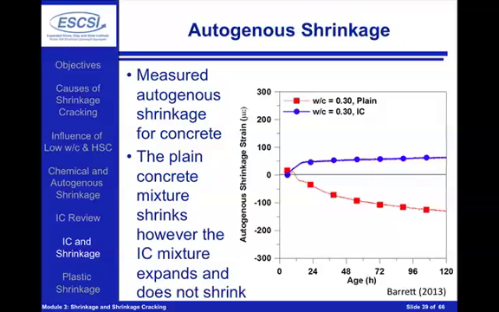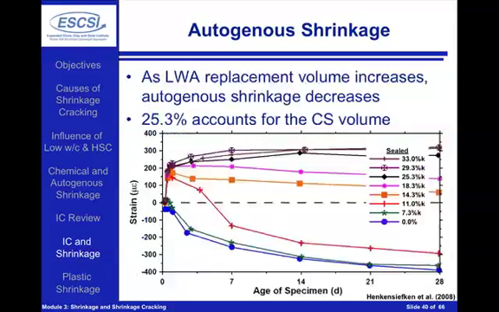So again, the takeaway here is plain concretes, we're seeing autogenous shrinkage. That autogenous shrinkage is going to be much smaller, or may actually be a slight expansion when we talk about internally cured concretes. Now, again, the whole idea here is when we use a different amount of lightweight aggregate, we would expect to have a different amount of shrinkage taking place in the system, because we're supplying a different portion of the internal curing water.